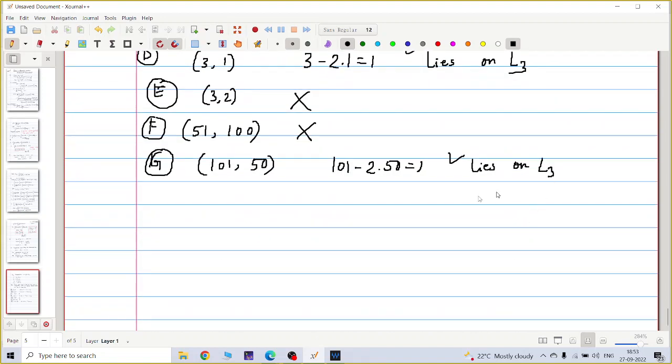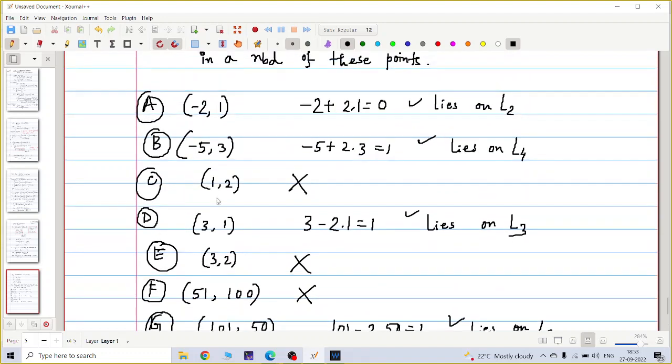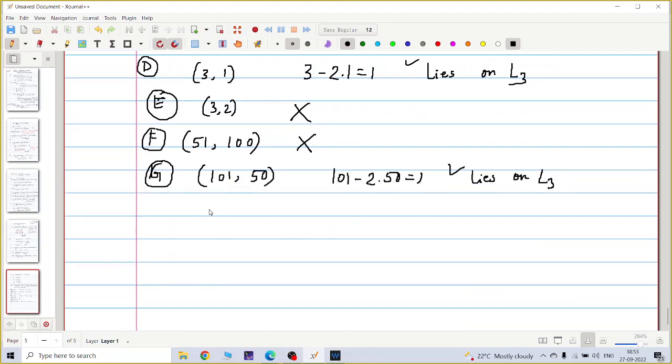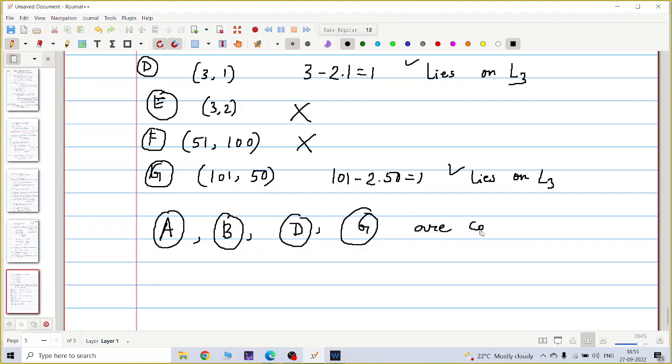So that means in the neighborhood of the points A, B, D, and G, u is not a classical solution, because the singularities lie on the characteristic lines. So A, B, D, and G are the correct options.